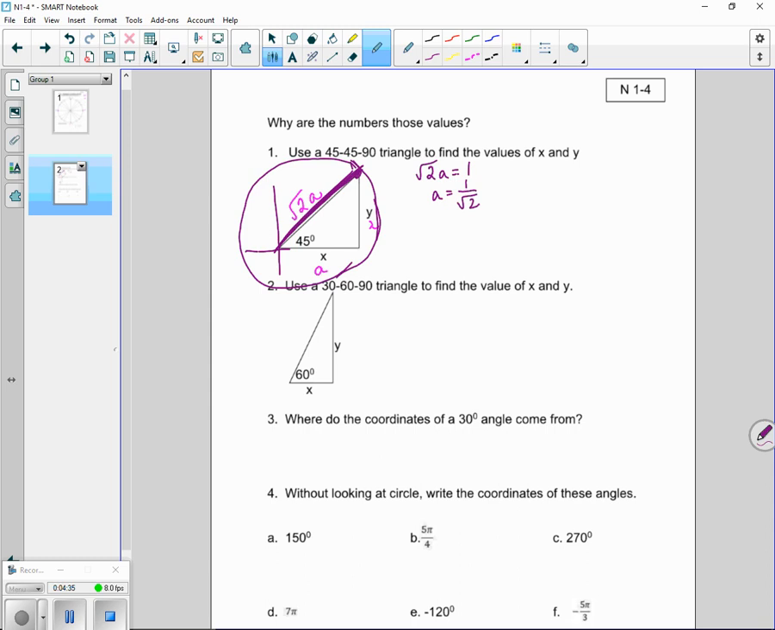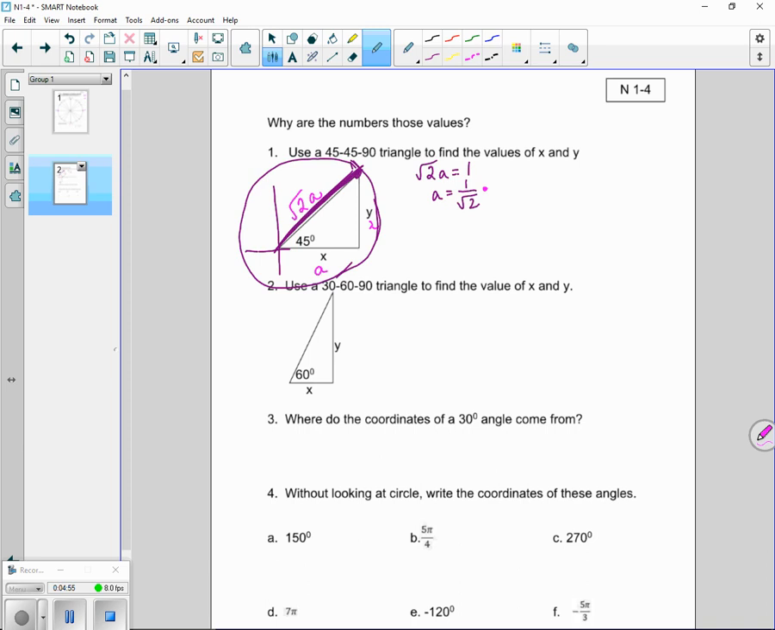1 over the square root of 2, it's an okay number, but most of the time in multiple choice answers, you will have to rationalize. And so we're going to make you do that, because most books make you rationalize. And what I mean is they don't like to have a square root in the denominator.